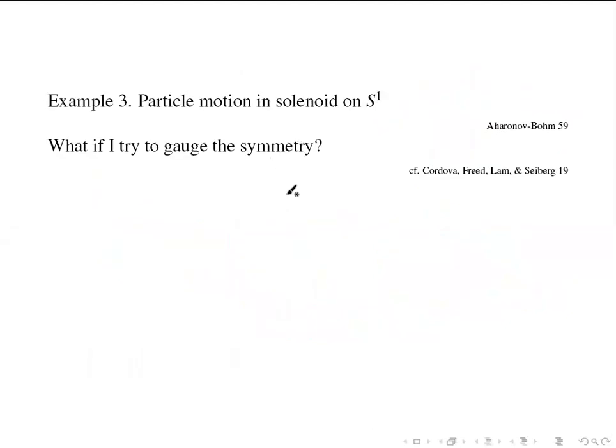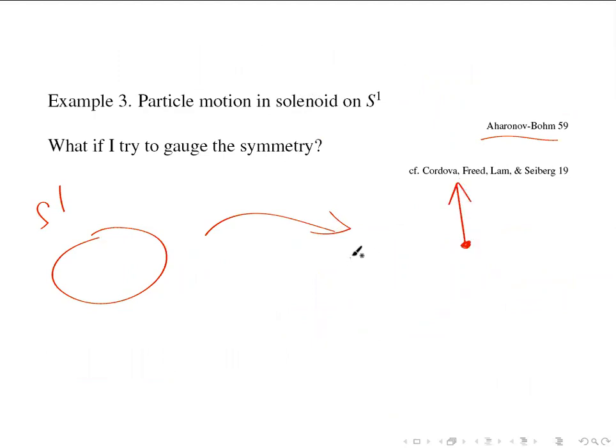And I'd like to discuss one more example. The last example is even simpler. It's the one that corresponds to the Aharonov-Bohm effect. So I have a particle, world line S1, and it's going to be moving in the plane in the presence of a solenoid, say at the origin. And again, because I'm only interested in the topological effects, I'll force the particle to live on a circle. So actually my setup is just maps from a circle to a circle.